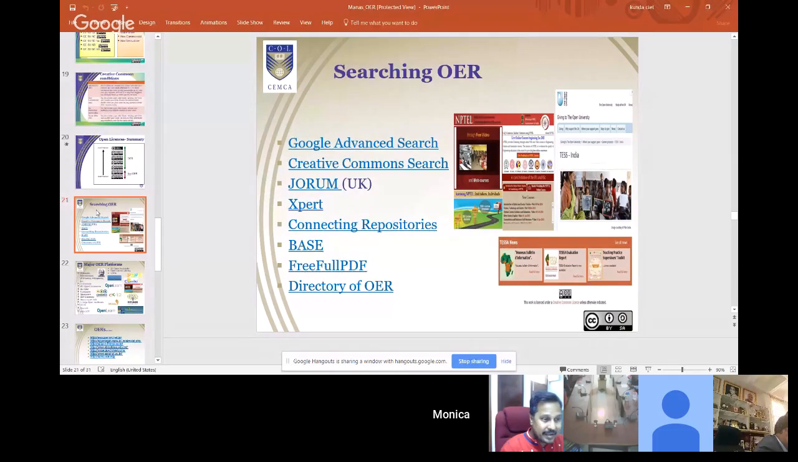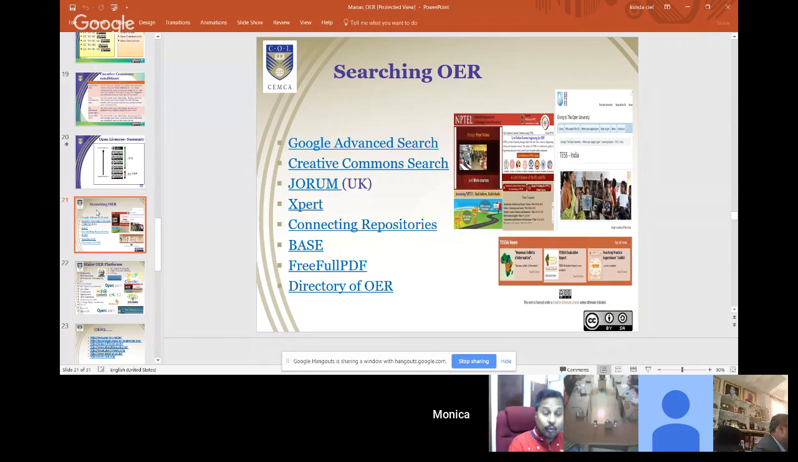If you go for the Google Advanced Search, as we used to do also, and we are searching for materials, Google Advanced Search gives us many parameters to identify a particular material as per your requirement.